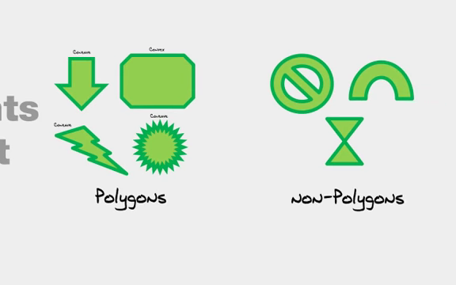Whereas these are not polygons over here. They have intersecting lines, or they're curving. Like this one has intersecting lines, and this one is curving. They must all be line segments. So that's the difference between polygons and non-polygons.